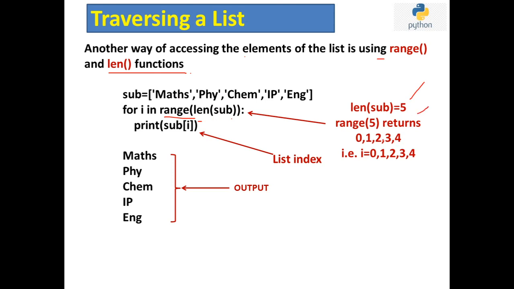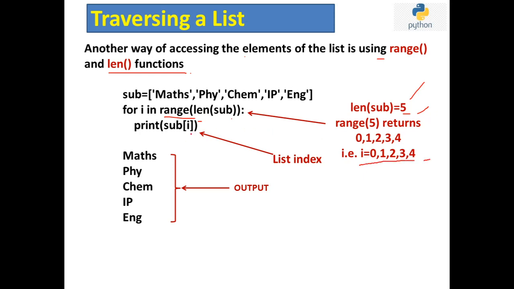Range 5 returns what? 0, 1, starting from 0. Since no value is given, by default the start value is 0 for range. 0, 1, and 1 less than the final value: 0, 1, 2, 3, 4. That means I is taking values 0, 1, 2, 3, 4.